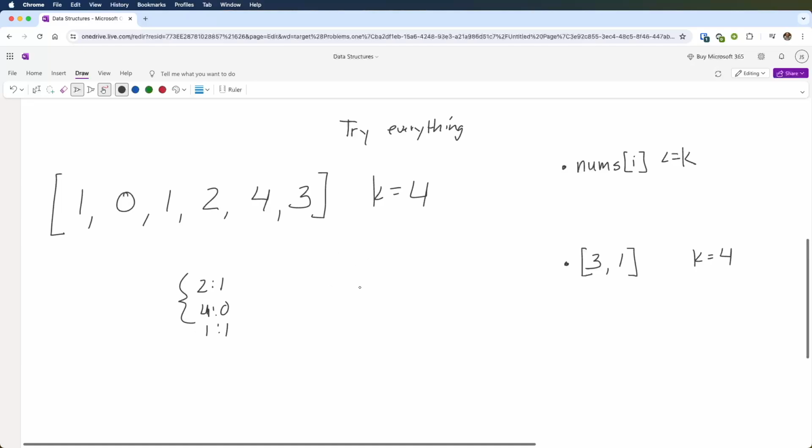Does it make any sense for us to try and change all these pairs to 3? To do that, we'd have to change this to 0. We'd have to change this to 1. We'd have to change this to 4, right?